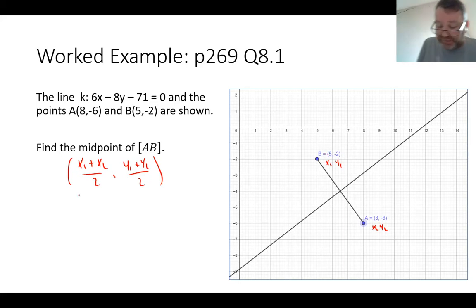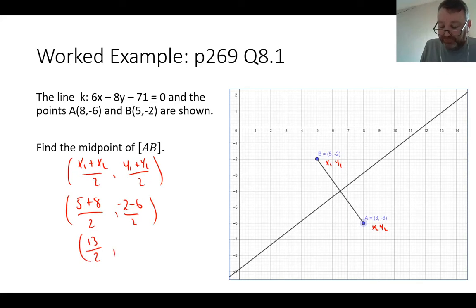Add the x's together. That's 5 plus 8 over 2. So don't forget, substitute before you calculate. So minus 2 plus minus 6 over 2. So what does that give me? 5 and 8 is 13. So that's 13 over 2. And minus 2 minus 6 is minus 8 over 2 is minus 4.